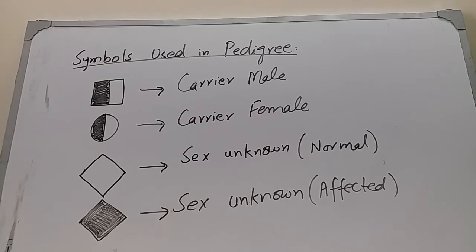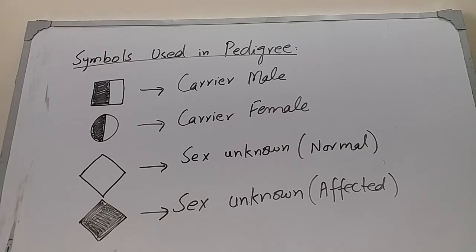If the square is half shaded, it means the male is a carrier. Carrier means he is a carrier for a recessive allele, or we can say heterozygous for the recessive allele. Carrier means he does not have the disease or trait, but he has the genes and that will be transferred to the next generation. Same is the case with a half shaded circle. If the circle is half shaded, it means it's a carrier female. She does not have the disease or trait, but she has the genes and she will pass it to the next generation. If the sex is unknown, we use a diamond symbol.